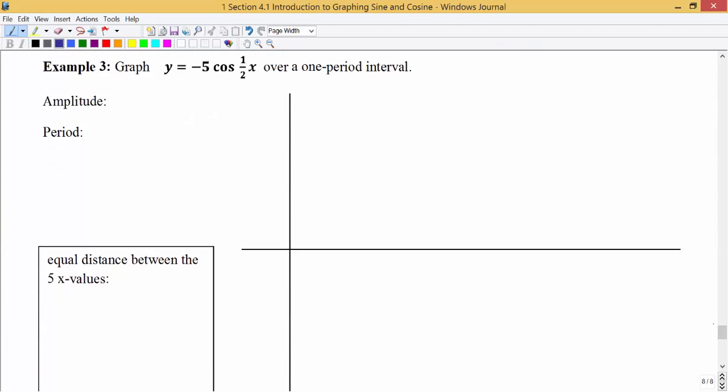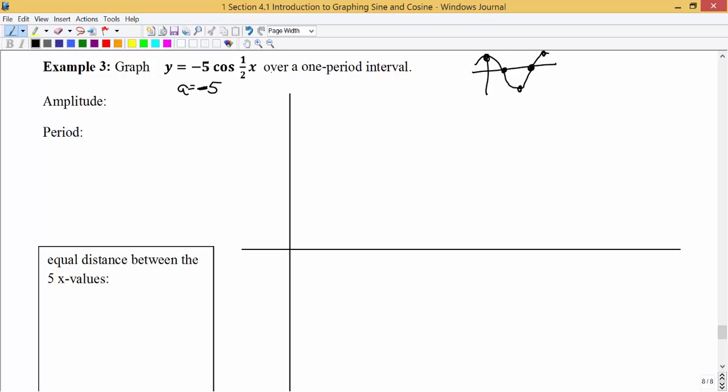Alright, so here we're asked to graph y equals -5 times cosine of 1/2 x. The amplitude is changed by a. A here is -5. The negative implies that we will have a flip of our original graph. So cosine originally starts at the max, comes to the middle, goes down to the minimum, goes back to the middle, and then goes back to the max.